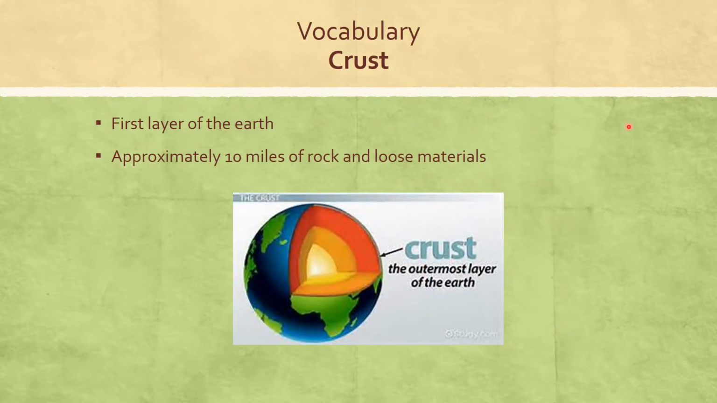So our first vocabulary word is crust. The crust is the first layer of the Earth. It's approximately 10 miles of rock and loose materials. So this part right here is our crust. Thin layer right there.